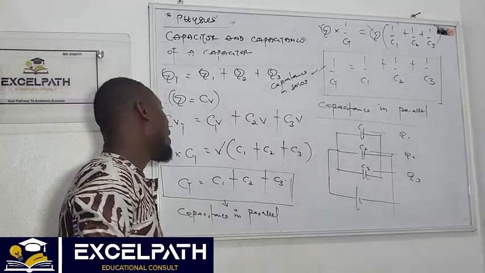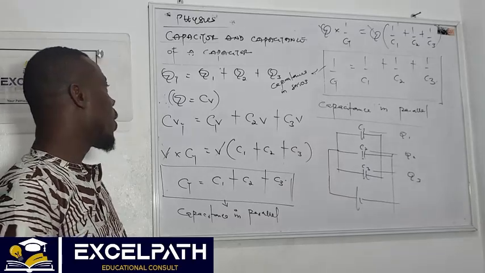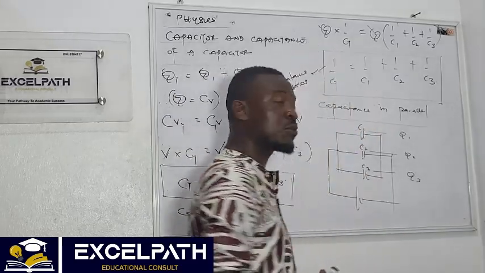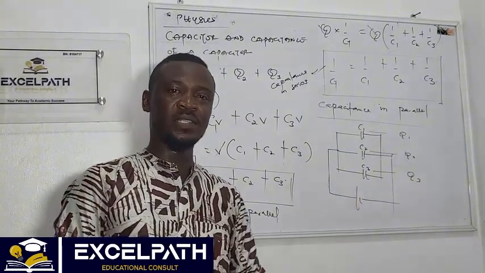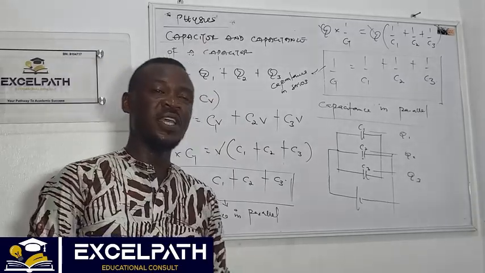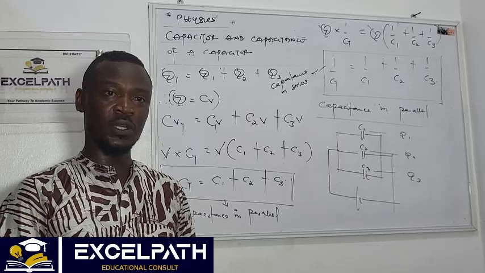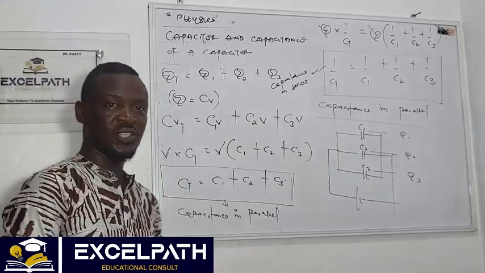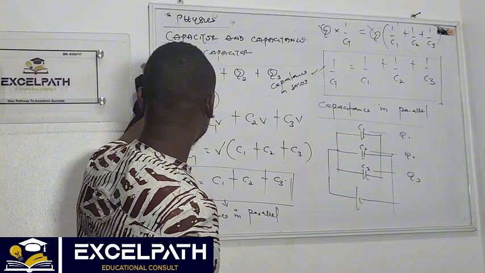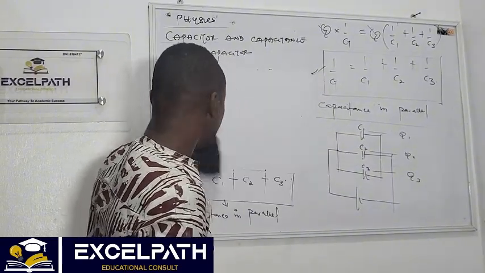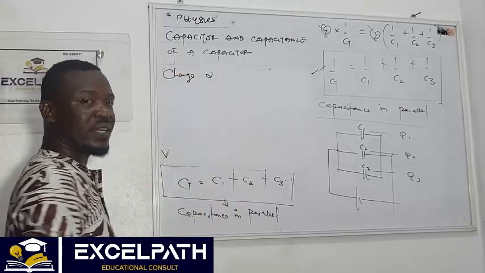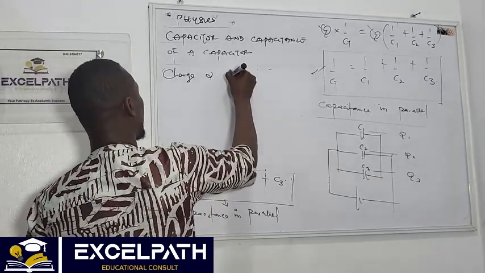Now, to move further, let's go back to the past questions. We bring out some problems and solve them, making use of capacitance in series and also capacitance in parallel. But remember, the capacitance of a capacitor is constant, because it says charge is directly proportional to the potential difference.